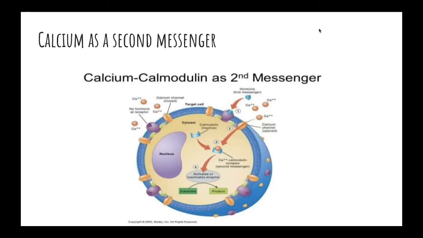For IP3, it goes to the ER and triggers the release of calcium here. The calcium then binds to the PKC, making it more active, and to the protein calmodulin that becomes more active. Calcium activates another kinase that phosphorylates target proteins that go on to do other things.